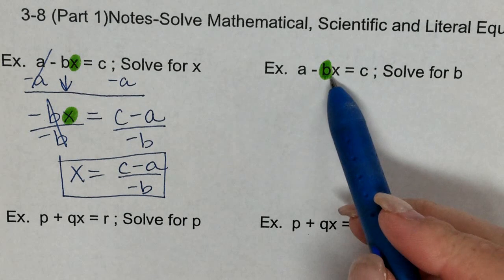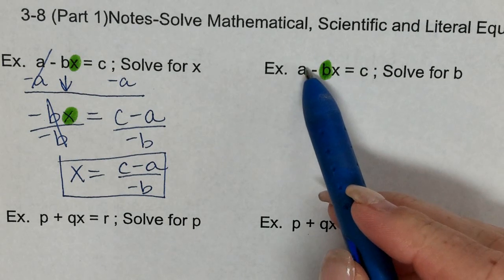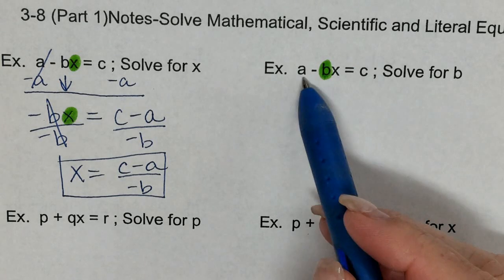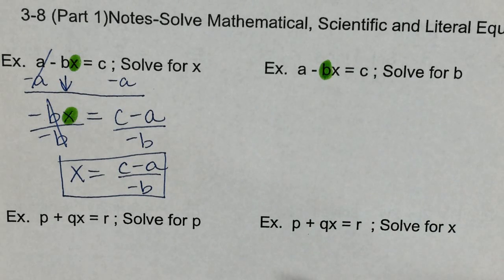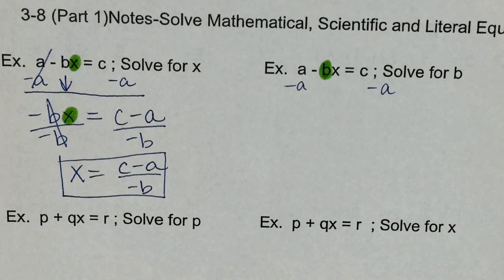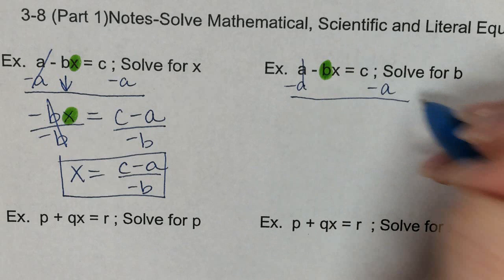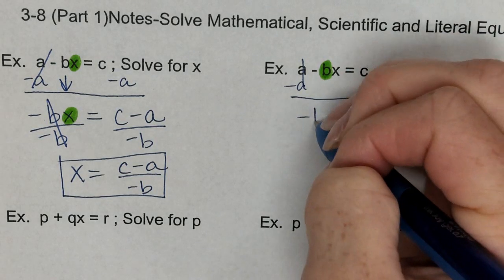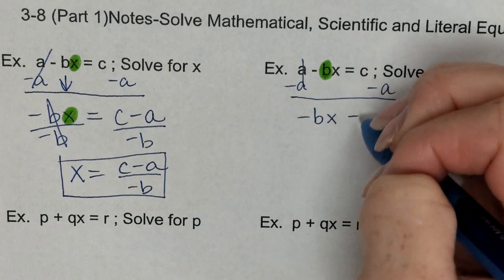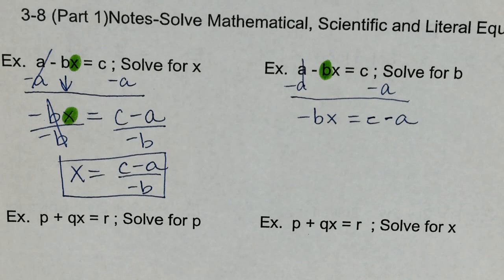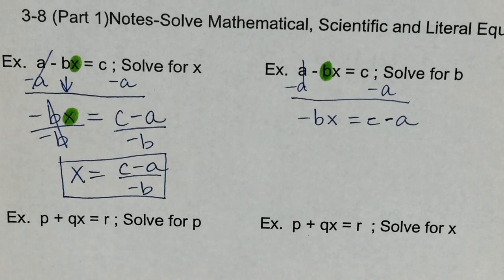All right, I want to get the B by itself, so what's got to go? A and X. How am I going to get rid of the A? Subtract A from both sides. There's nothing for me to combine it with on the right, so I'm just going to stick it over there out to the side by itself. I am left with negative B times X equals C minus A. Are we okay? Now, what am I trying to get by itself?